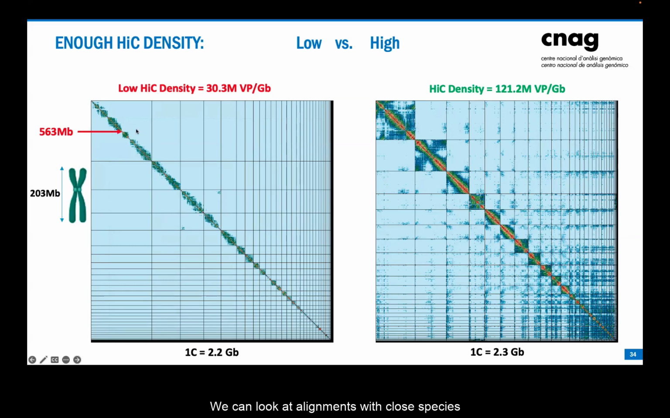Of course, we can curate this. We can look at alignments with close species and also say, come on, it seems that here is a sharp reduction in contacts between this part and this other. Maybe we should cut them. Actually, this super scaffold was split into 3 or 4 smaller scaffolds.